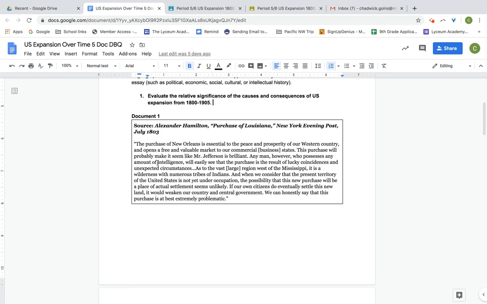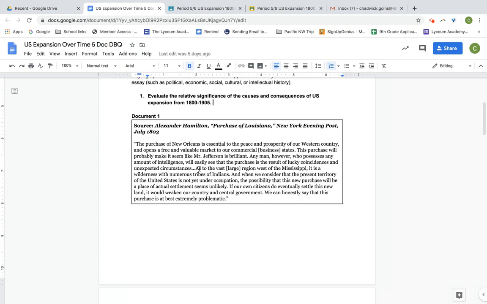So for that document, talk about the author's point of view. That's Alexander Hamilton speaking about the work of one of his most bitter rivals. So that's how you could talk about his point of view and why he's saying this. He's not a Jeffersonian supporter. So some things to keep in mind there.